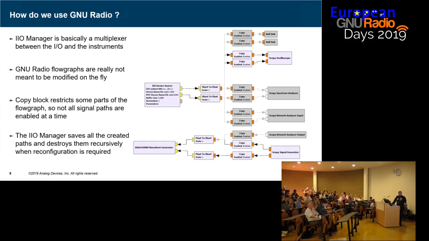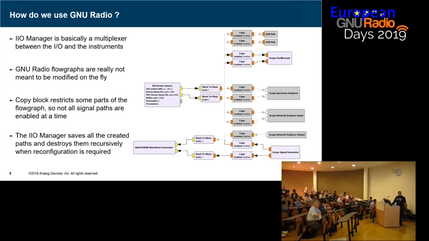And this is a simplification of what the IO class looks like. But as you can see, we kind of abuse the copy blocks. So in order to have this multiplexation behavior, we abuse the copy blocks to turn on and turn off certain parts of the application, so we don't get glitches on other instruments.